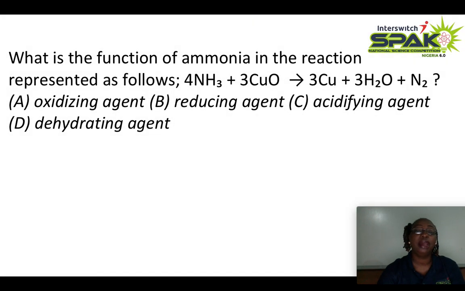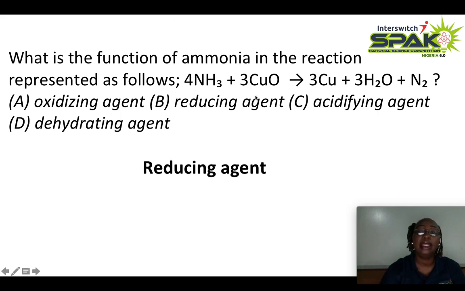What's the function of ammonia in the reaction? We have ammonia reacting with copper 2 oxide to give copper, water, and nitrogen. So they're asking us the function of ammonia in this reaction. The answer is reducing agent. If you look at it properly, you realize that copper oxide is the one adding oxygen to hydrogen. Copper 2 oxide is losing oxygen. So ammonia is a reducing agent, while copper 2 oxide is the oxidizing agent in this reaction.